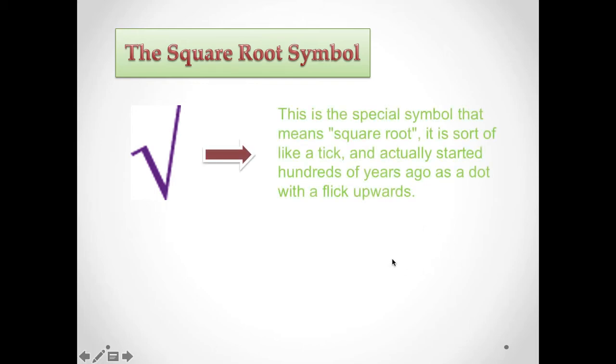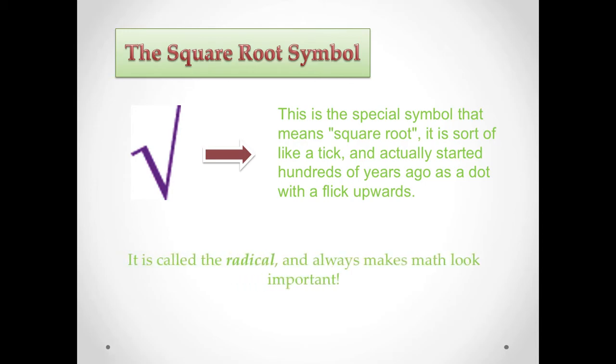And the symbol for the square root is like this. We call it a radical. This is the special symbol that means square root. It is sort of like a tick and actually started hundreds of years ago as a dot with a flick upwards. It is also called the radical and always makes math look important.